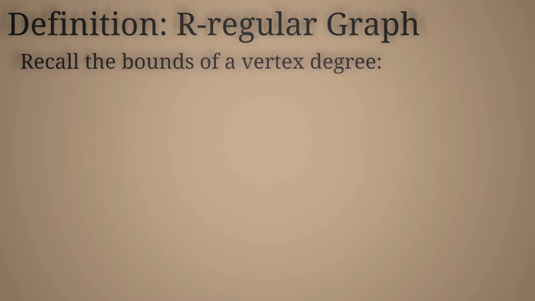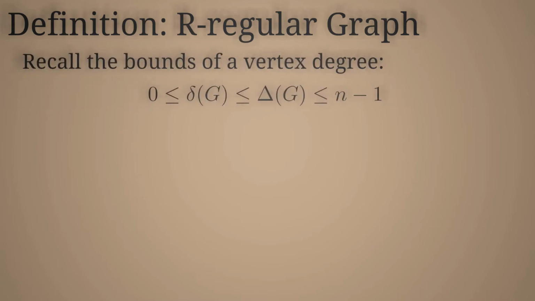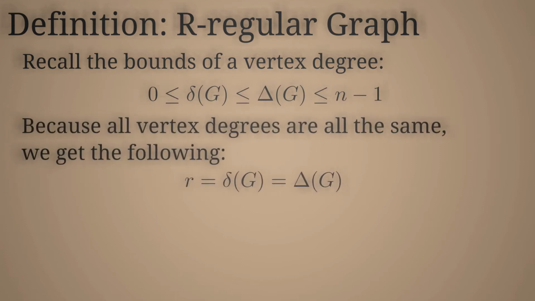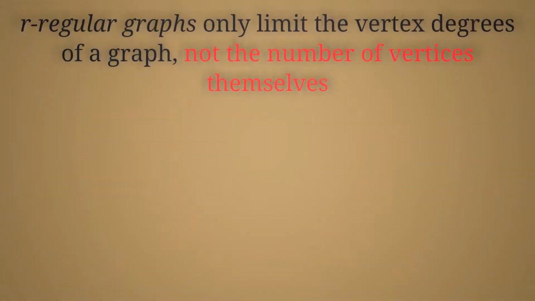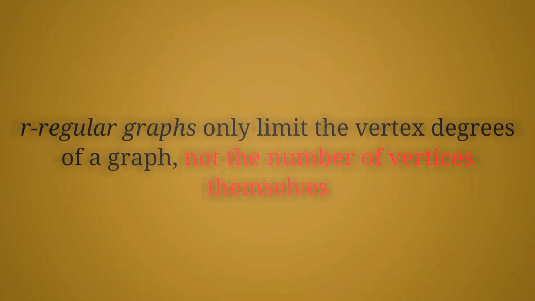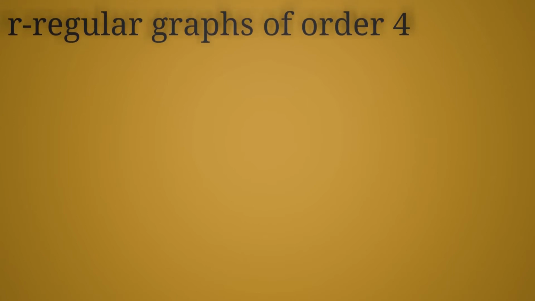Recall the previous inequality for the bounds of a degree of a vertex. It applies for R. Notice that we didn't specify the number of vertices that there are in an R-regular graph, just the degrees of the vertices. But there are restrictions on how many vertices we can have in an R-regular graph.